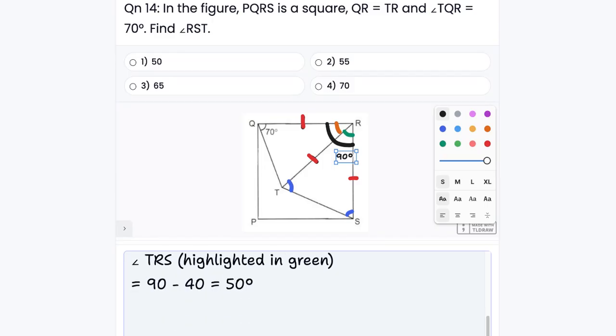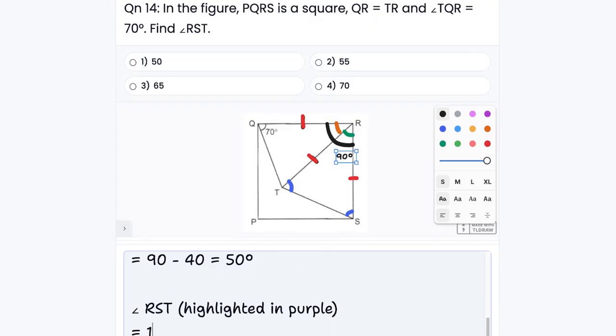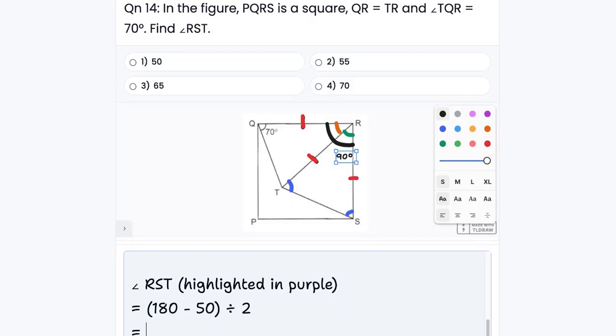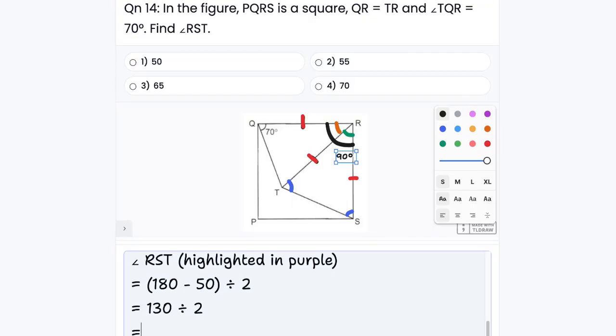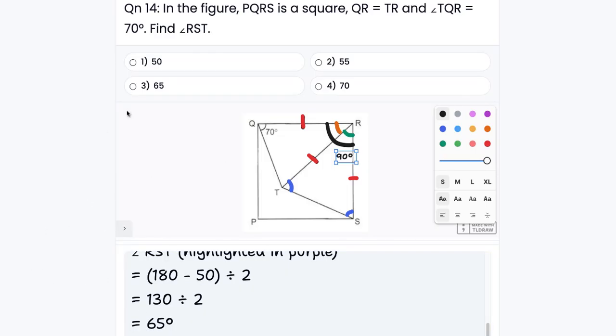Okay, and then from here we are able to get angle RST, which is highlighted in purple, which is equal to 180 minus 50. Okay, and then we divide this by 2. 180 minus 50 is 130, divided by 2. This will give us 65 degrees. Okay, you don't spell degrees with an I, it's an E. 65 degrees. So the answer is option number 3. All right, that's it. Let's move on to the next question.